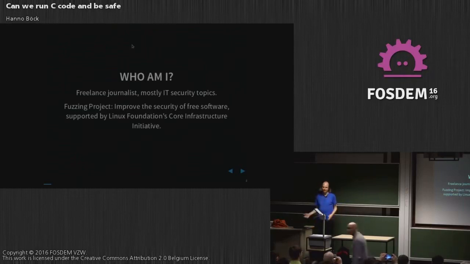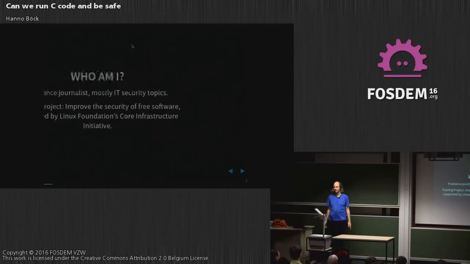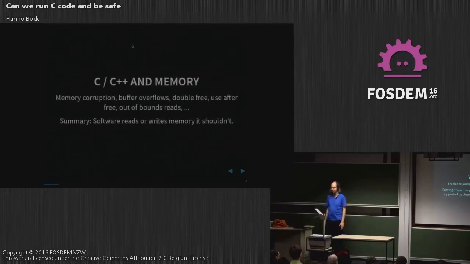And the other thing I do is that I run the Fuzzing Project, which is an effort I started around one and a half years ago, where I found out that there's a lot of free software out there that, if you run a fuzzing tool on it, you can easily find bugs and security vulnerabilities. I want to clean that up and find ways to make free software more secure. And this effort is now supported by the Linux Foundation's Core Infrastructure Initiative, so yeah, I'm getting paid for doing this.